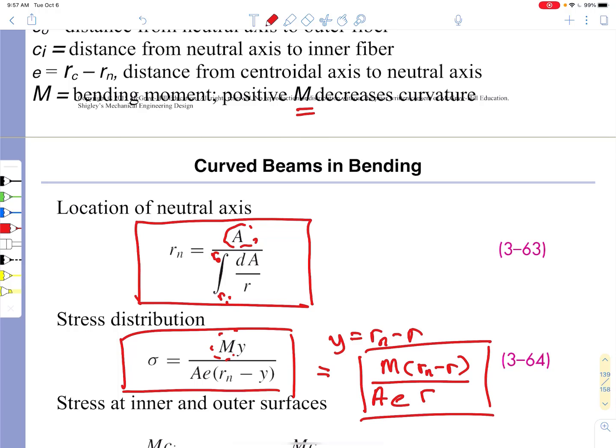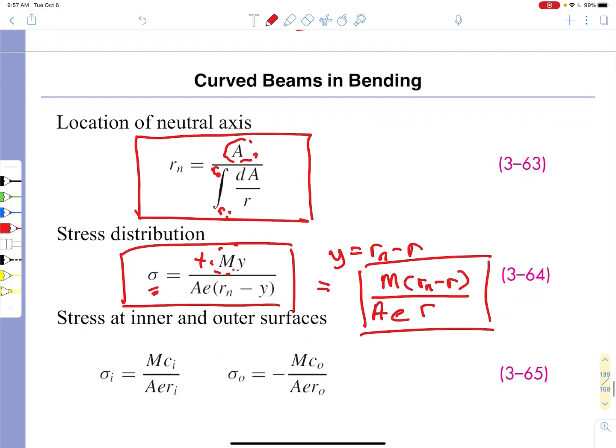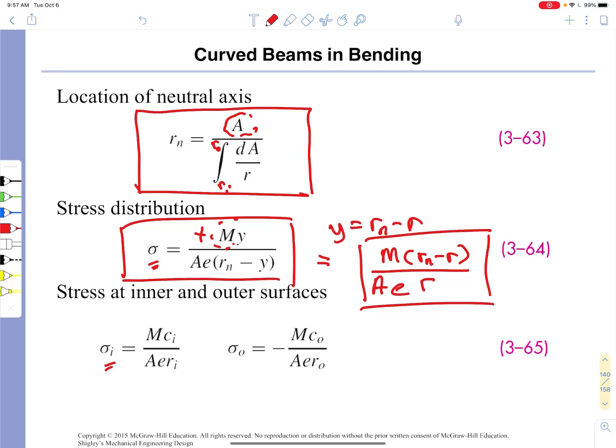So there is our stress distribution, and it's important for you to also note that the moment is positive if it's decreasing the curvature, and so the tensile stresses are inside or below the neutral axis towards the center of curvature, and the compressive stresses are outside the neutral axis, away from the center of curvature. The innermost stresses are given by measurements Ci, and the outermost stresses are given by measurements Co.